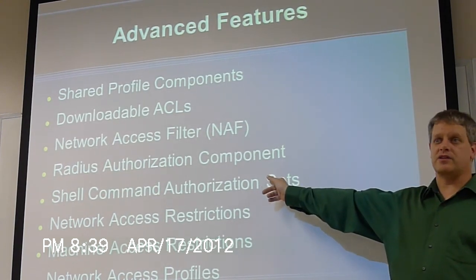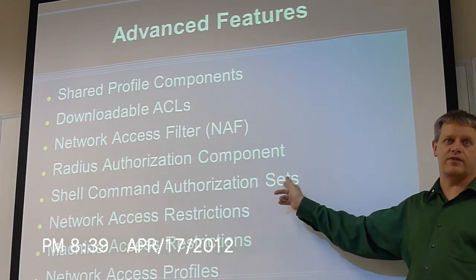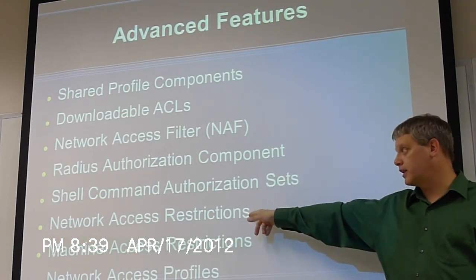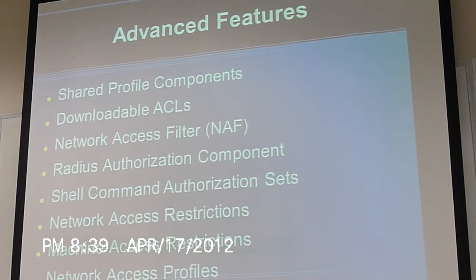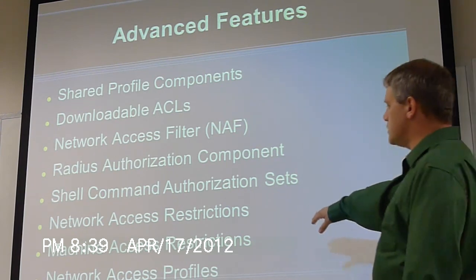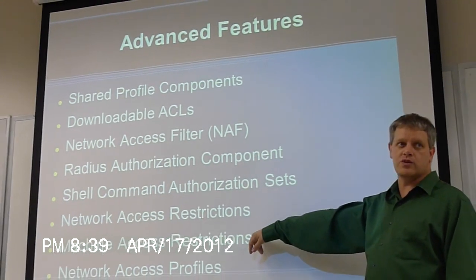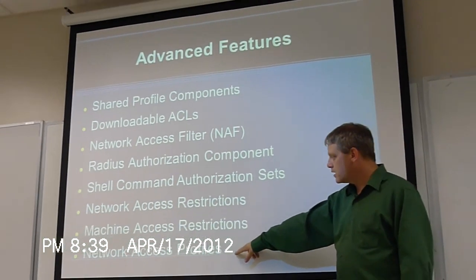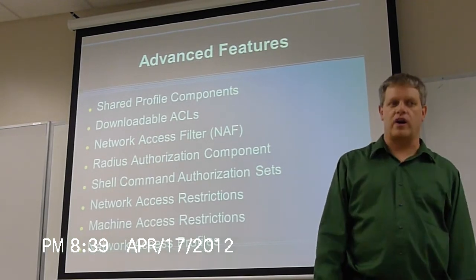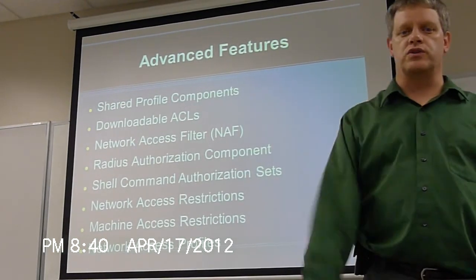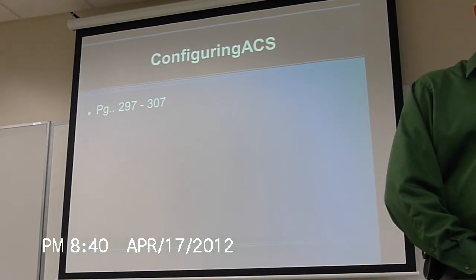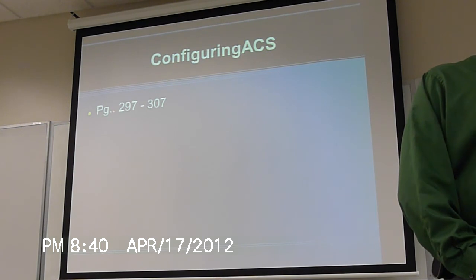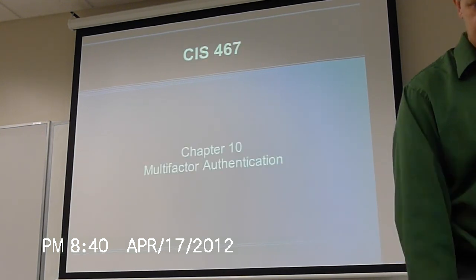Very, very, very robust. Pain in the butt to configure. A lot has to go into it. A lot of planning. Network access restrictions, so you can restrict users. Machine access restrictions. This is based on IP. This is based on individual IP or our host. And network access profiles, based on either groups or individual users. We go over the configuration of ACS on pages 297 and 307.